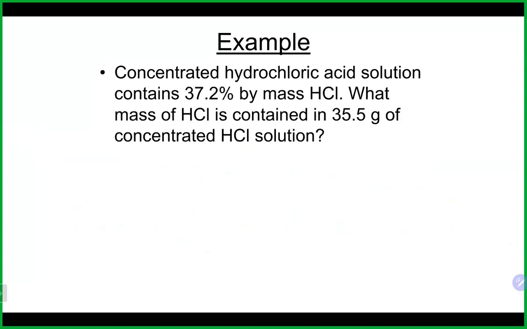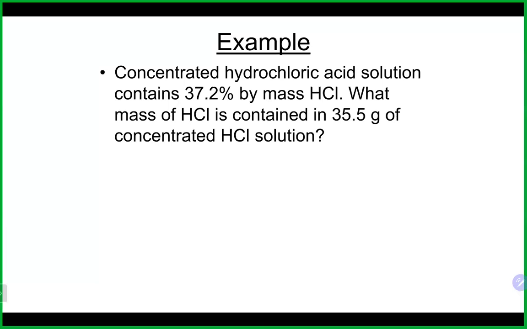Concentrated hydrochloric acid contains 37.2% by mass hydrochloric acid. What mass of hydrochloric acid is contained in 35.5 grams of the HCl solution? So see what you come up with here for how many grams of HCl in this case. Okay, let's take a look.